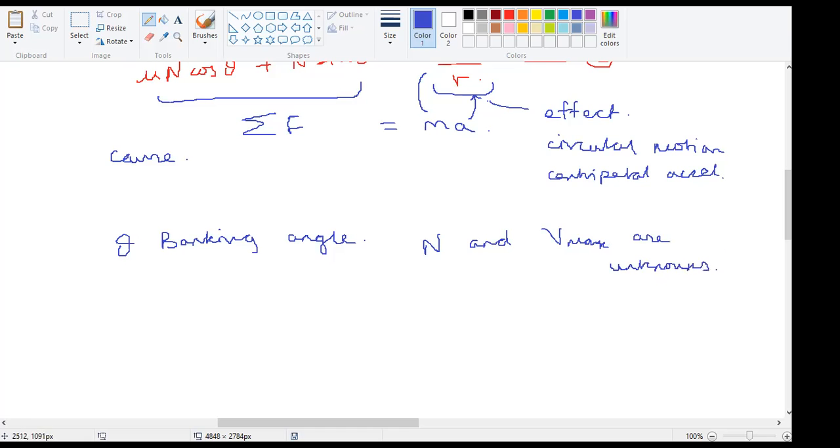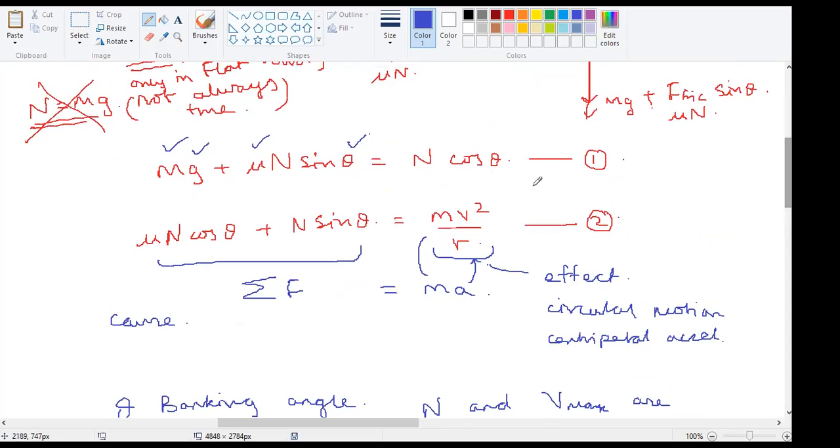So in your mathematics, you have studied in your 10th standard maths, whenever you have two equations and two unknowns, you can solve for it. Okay, so simply solve for V max. You can do the elimination method, right? So maybe I can find the n from this and then substitute it over here. So let's do that.